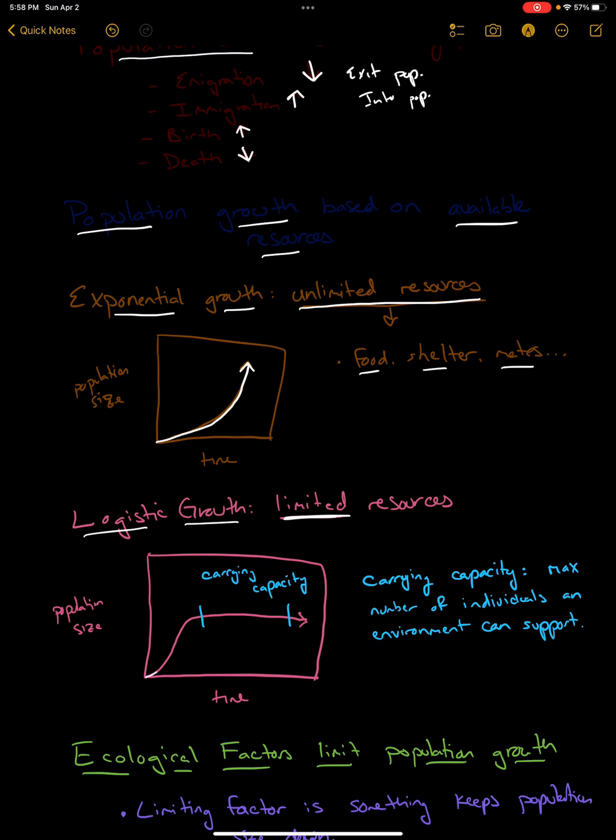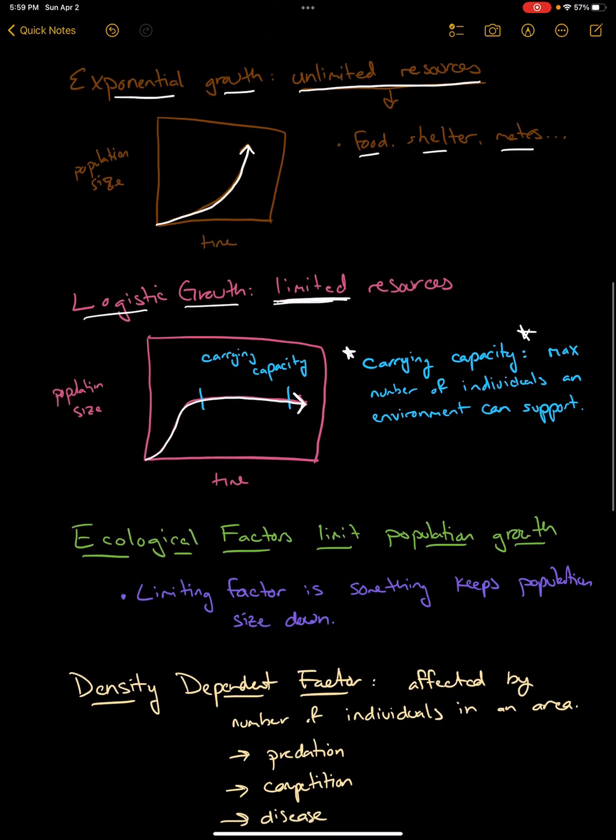This is what their graph looks like: it'll start to go up, but then it'll plateau, it'll even out. When it starts to even out, this is called my carrying capacity. Carrying capacity is the max number of individuals an environment can support, right? That's what it can support comfortably. Because if the population starts to go up, then those resources become too limited, and that's when they would exit or organisms would die. But carrying capacity is about where that max number is set.